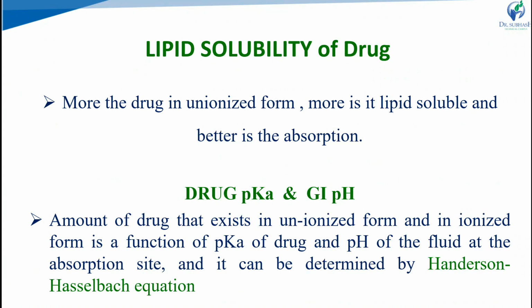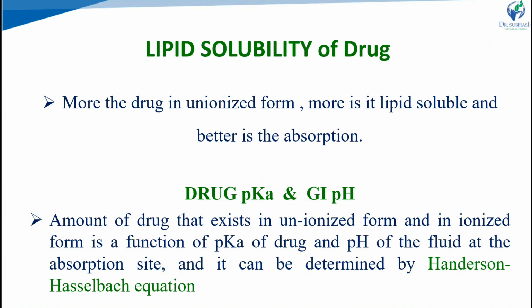First, in that, the lipid solubility of the drug. For the absorption of a drug, this parameter is highly required: the more lipid soluble, the better the absorption. The more the drug is in unionized form, the more lipid soluble it is, so it goes for better absorption by passive diffusion. We can find out lipid solubility by the partition coefficient, the log P value. A log P value of more than 3 we can call higher lipid soluble, and that easily goes for better absorption.